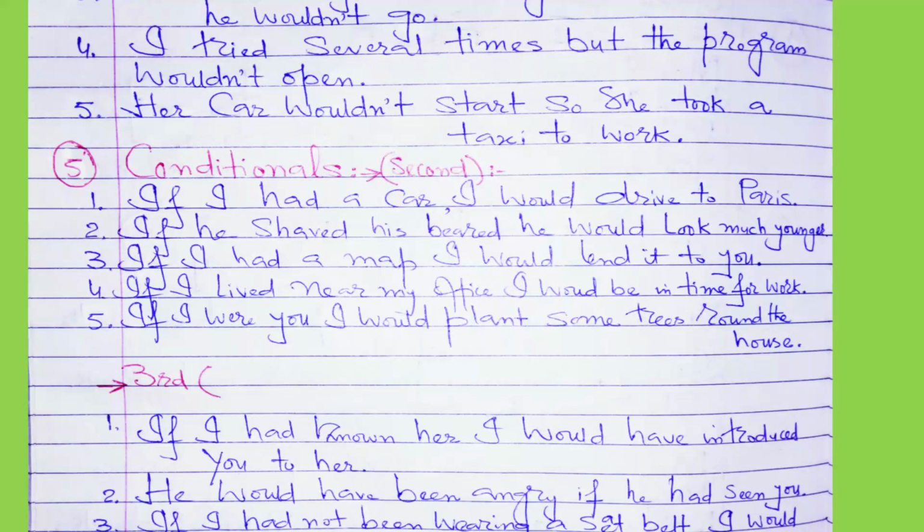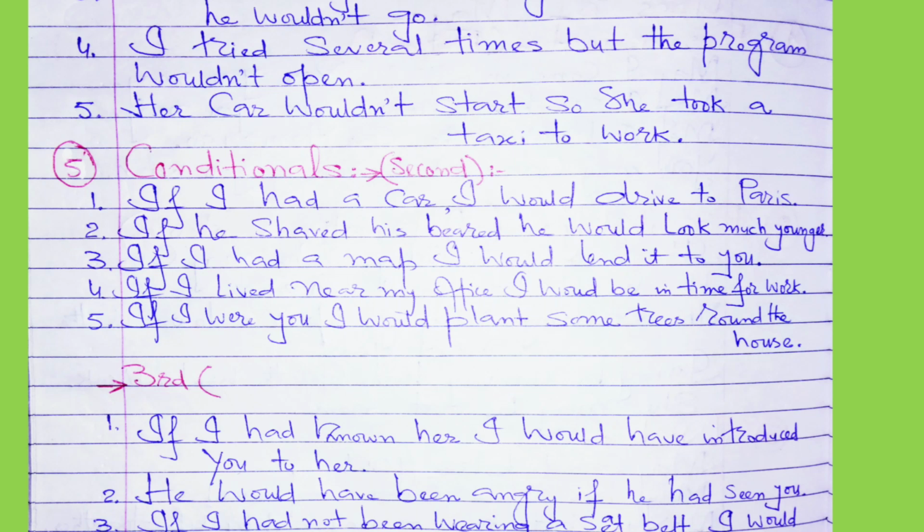फॉर एग्जाम्पल, पहला जो सेकंड कंडीशनल है उसके 2-4 एग्जाम्पल्स है यहाँ. If I had a car, I would drive to Paris. If I had a car, अगर मेरे पास गाड़ी होती. These conditionals are sometimes called unrealistic. These situations, these are unreal situations. जो would के साथ इस्तेमाल होते हैं. If I had a car, I would drive to Paris, but I do not have a car. मेरे पास गाड़ी नहीं है.